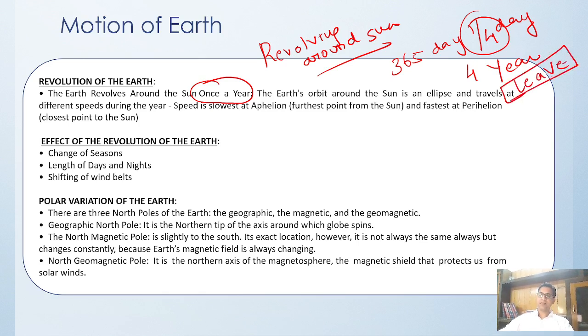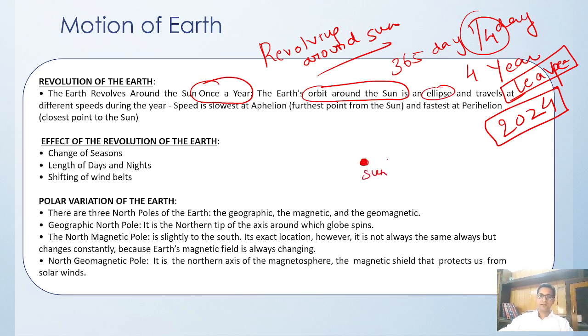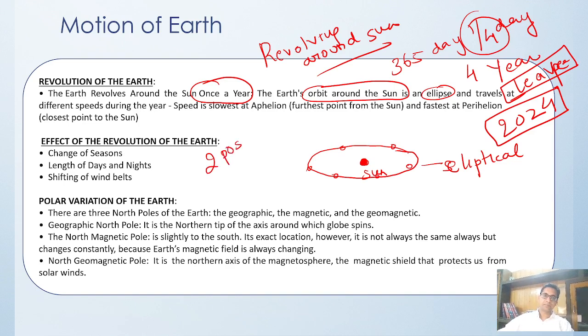This year is a leap year because it is 2024. Anything which is divisible by 4 is a leap year. The earth's orbit around the sun is elliptical in nature. That means if this is the sun, the earth is revolving like this. This is called an elliptical path.